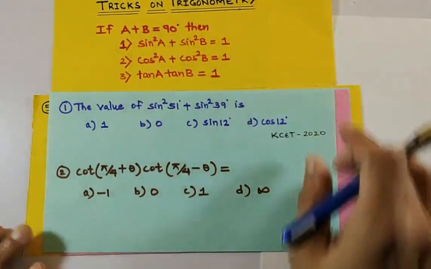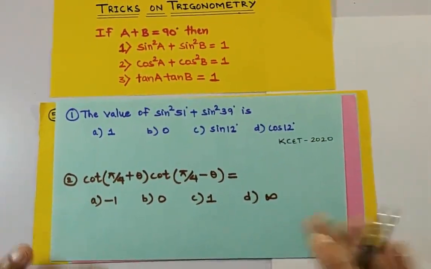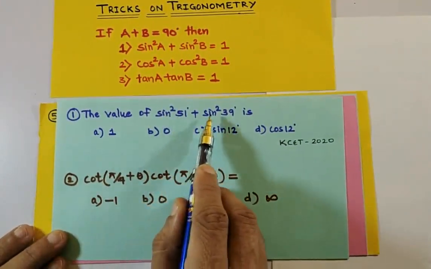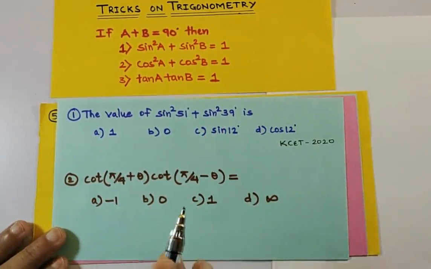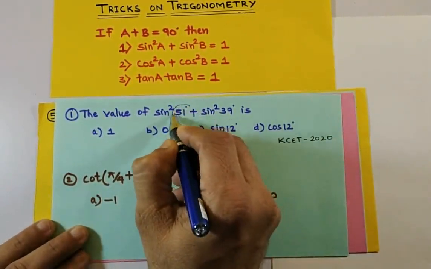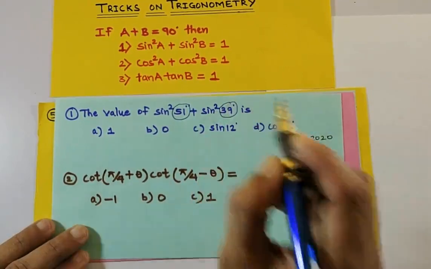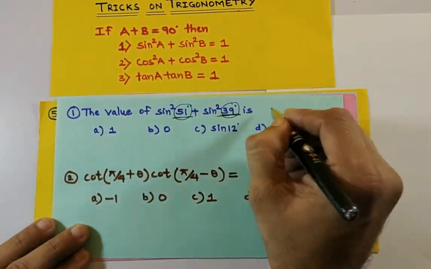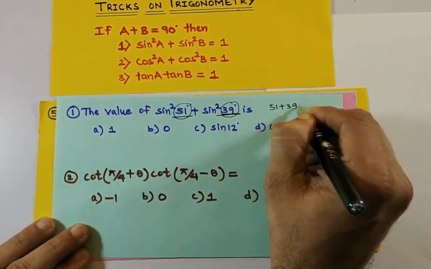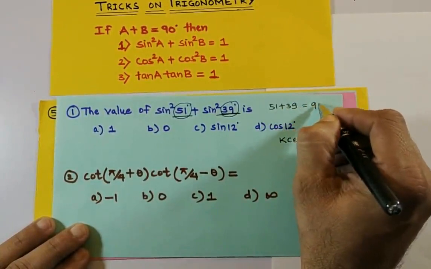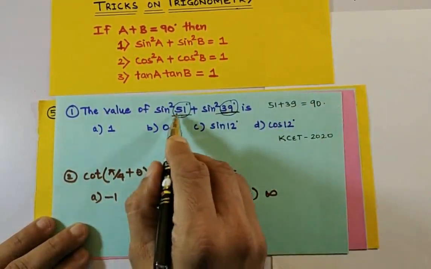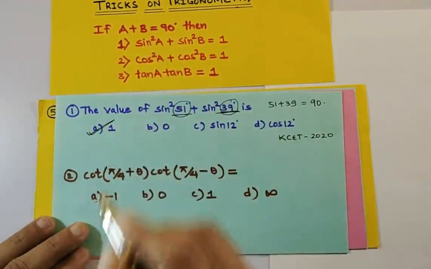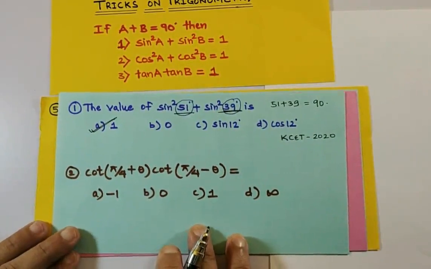Now the first one, which appeared in a recent Karnataka CET: the value of sin square 51 plus sin square 39 is, he has asked. Now if you see here students, if you add these two angles, 51 plus 39, you will get 90. So the sum of these two angles is 90, A plus B is 90, then the answer is 1. Directly in one step you can have it.